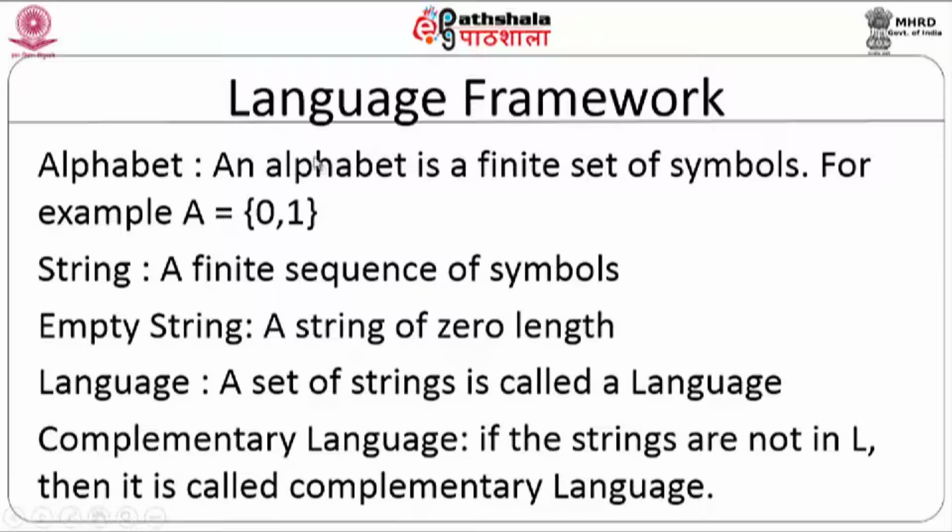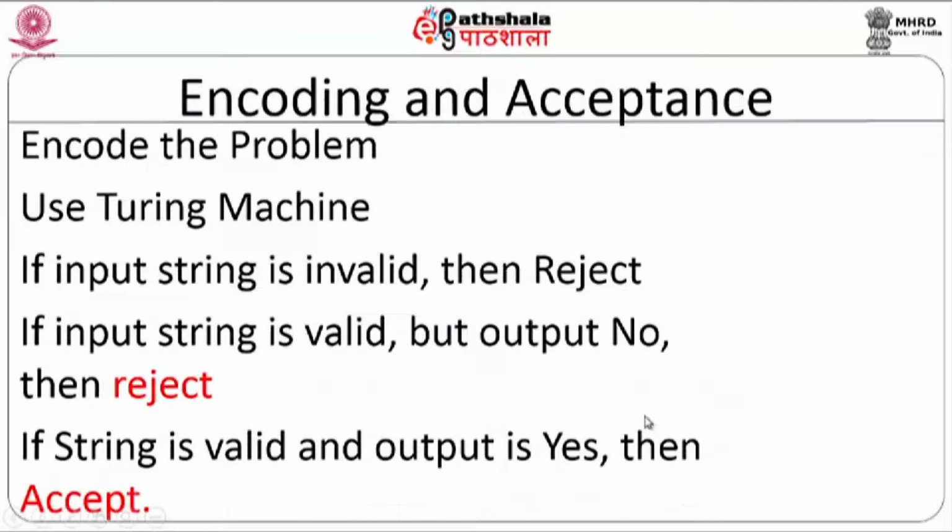These are some of the important terminologies we have. Alphabet: since this is a decision problem, 0 and 1 are the finite set of symbols. So, an alphabet is a finite set of symbols, and by combining them we get a finite sequence. We call that a string, and the set of strings formulate a language, and once we have the language, using that we can encode the problem.